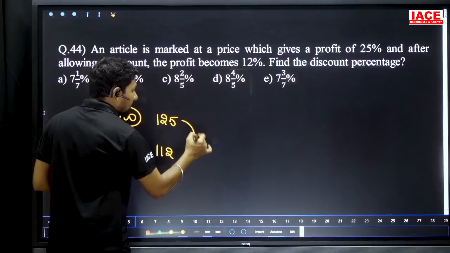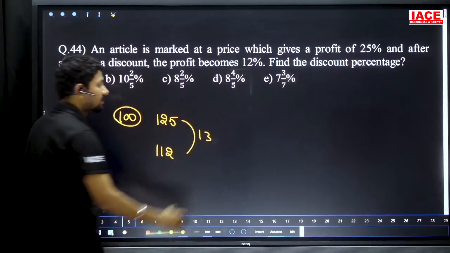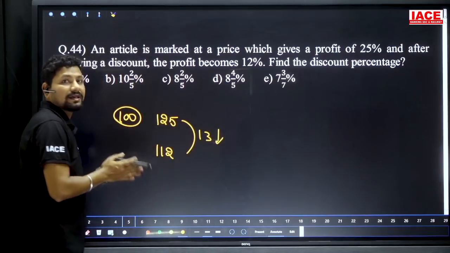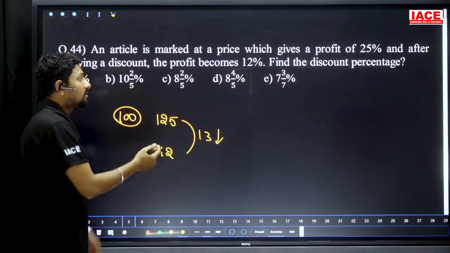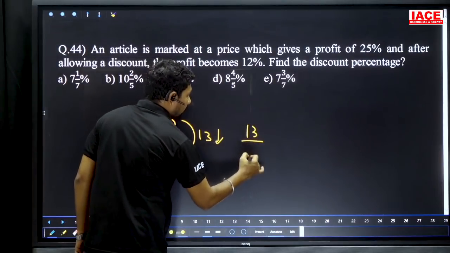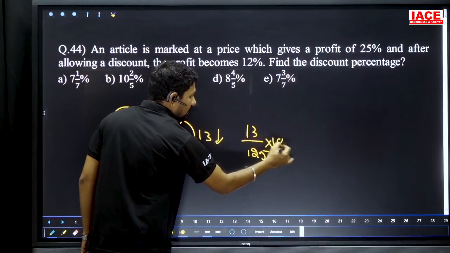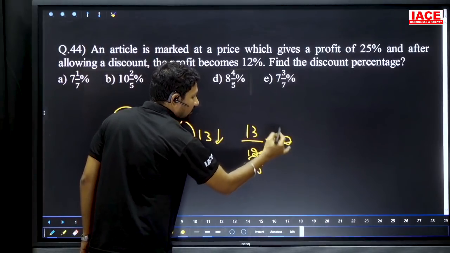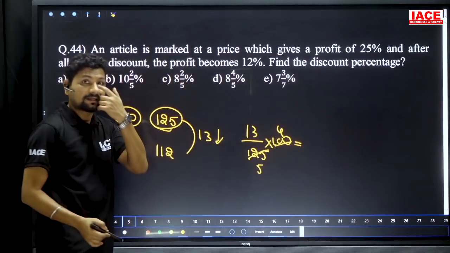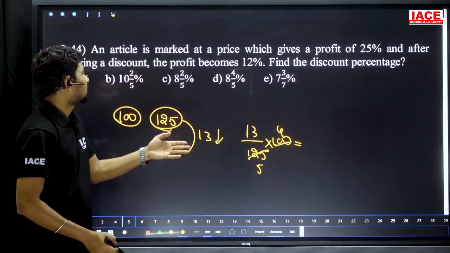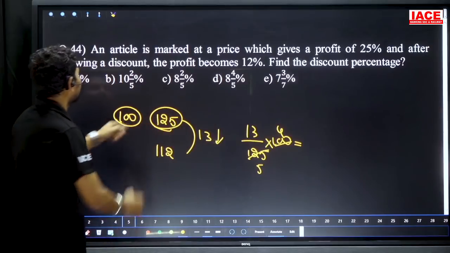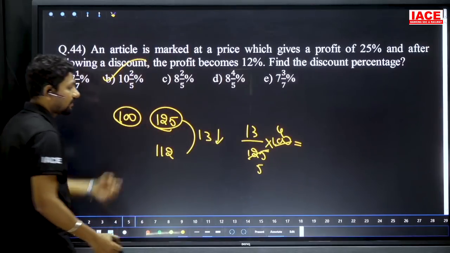Then simply, how many rupees discount are we giving? 13 rupees discount. Then percentage wise, how much percentage is allowed? Then 13 by 125, since the discount should be applied on this value. Then we need the percentage, multiply by 100. 25 5 and 25 4. 13 times 4 value is what? 52. Sorry, it is 52 by 5. 52 by 5 means it is equal to how much percentage? 10 2 by 5 percent.